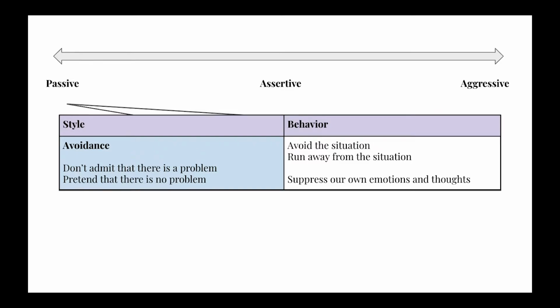This is when conflict arises, one doesn't admit that there is a problem or pretends that there is no problem. You would see this when someone avoids a situation or runs away from a situation to not have to face those who they are in conflict with. They may pretend that everything is okay, suppressing any emotions or thoughts that may be bubbling up as a result of the conflict. It's a way to not take responsibility for finding ways to move forward on an issue.